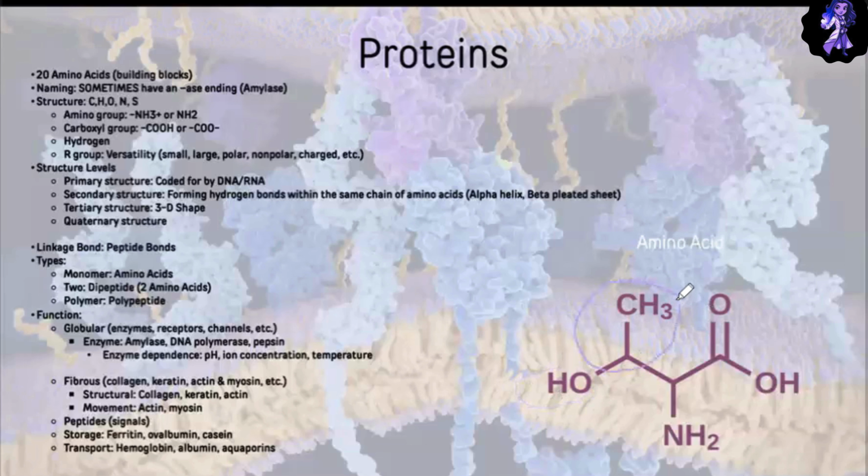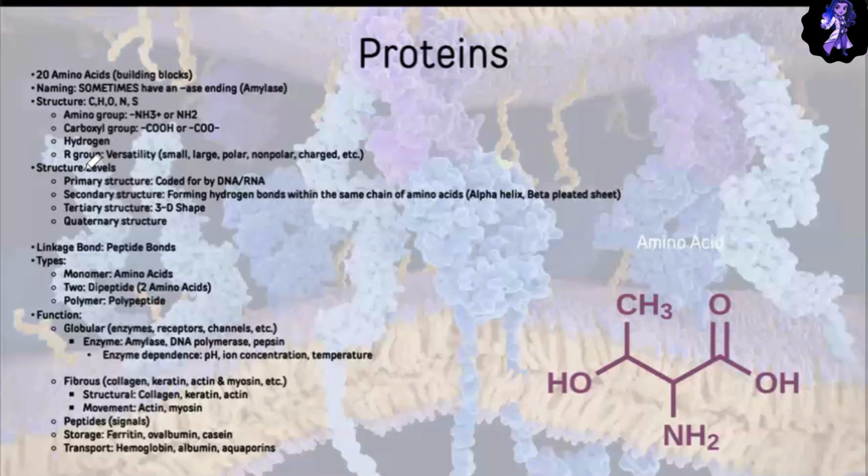So the R group is something that's arbitrary. It could be small, it could be large, it could be nonpolar, it could be charged. It's just a random group that makes the amino acid very unique. Please note that there are 20 different amino acids, so you're looking for the four major components to really dictate that there is a protein.